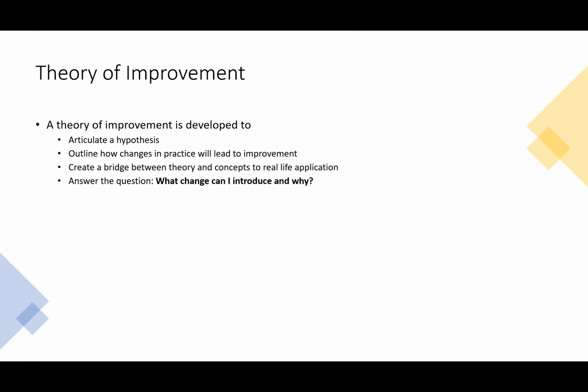So we will actually begin with the theory of improvement. A theory of improvement is developed to articulate the hypothesis that you have about your inquiry questions, outline how changes in practice will lead to improvement, create a bridge between the theory and concepts that you have read about in your literature review to real life application, and answer the question, what can I introduce? What change can I introduce and why?